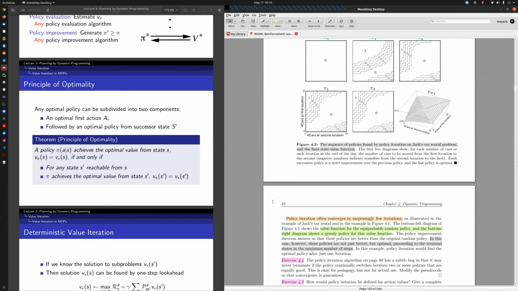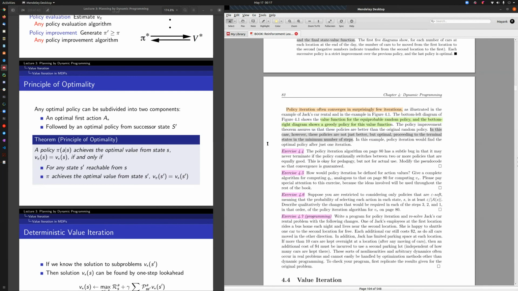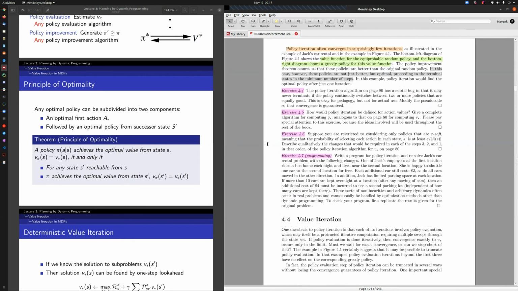So we discussed 4.4, right? So, yep, we discussed 4.4. Now for 4.5, give a complete algorithm for computing Q star.